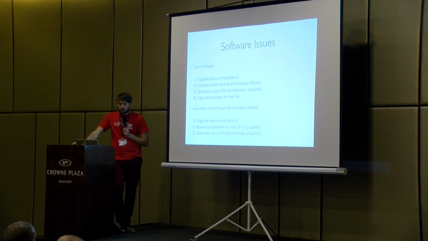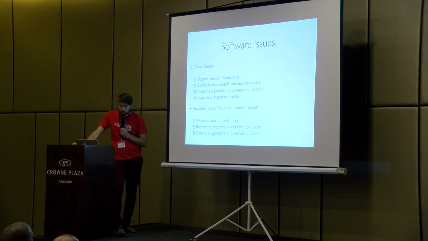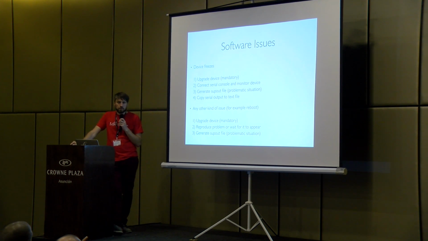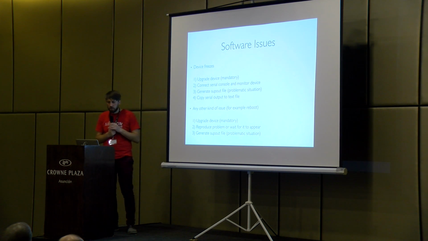If you have a problem where your device freezes and is not responding, here are the steps that you need to do. The same: upgrade the device to the latest RouterOS version. If the particular device has a COM port, connect a serial console to the COM port and monitor the device. As soon as your router starts freezing, check if something is available in the console and make a support output file. Then copy the serial output that you have on COM and send us both the support output file and the output from the serial console.